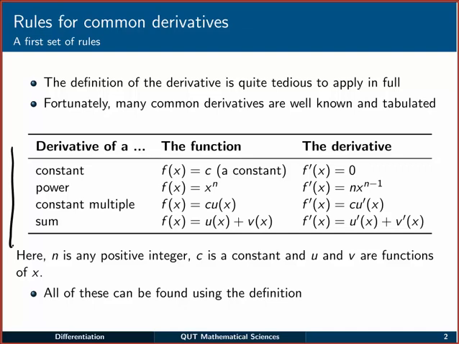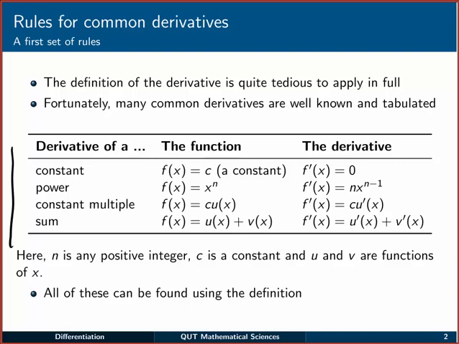Now in this table you can see we've got a number of functions here: f of x being a constant, f of x equal to x to the n, f of x is c, a constant, times another function u of x, and f of x is the sum of two functions. The derivatives on the right: a constant becomes 0, x to the n becomes n times x to the n minus 1. The constant just multiplies by the derivative of the original function, and the derivative of a sum of functions is the sum of their individual derivatives.